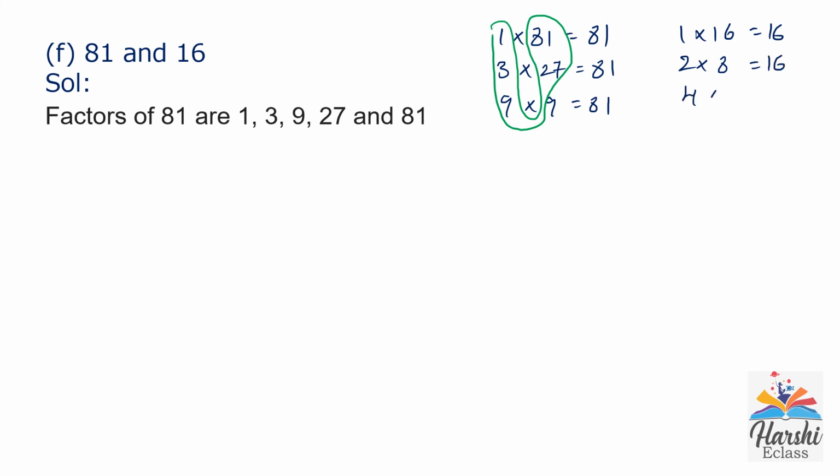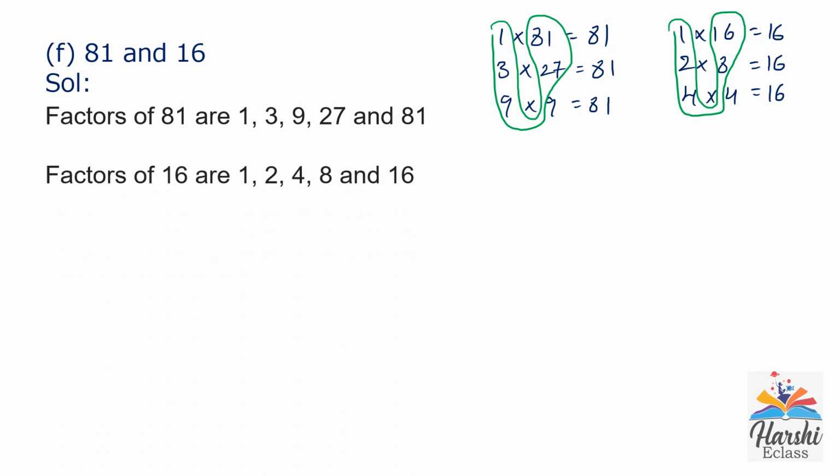4 4s are 16. After that, 8 2s are 16, but 8 and 2 are already written, they are going to repeat. So here the factors of 16 are 1, 2, 4, 8 and 16.